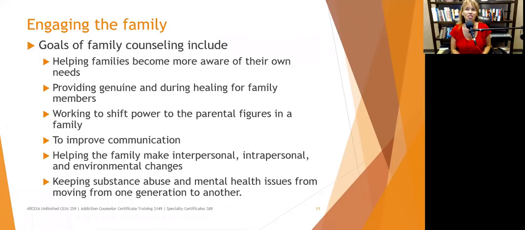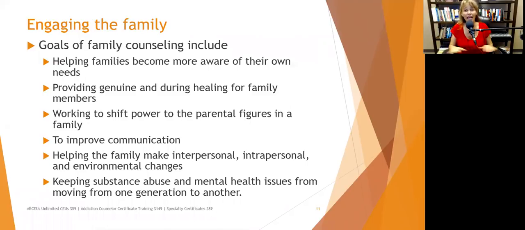Family counseling provides genuine, enduring healing for family members. It works to shift power to the parental figures in a family if that's appropriate. If you're dealing with all adults, then that may not be as appropriate. But I've worked with a lot of families where the 8-year-old is tucking in mom who's passed out on the couch, and making sure that his little sister gets on the bus in the morning. That's a lot for an 8-year-old to handle. So family counseling redistributes power as it, quote, should be.